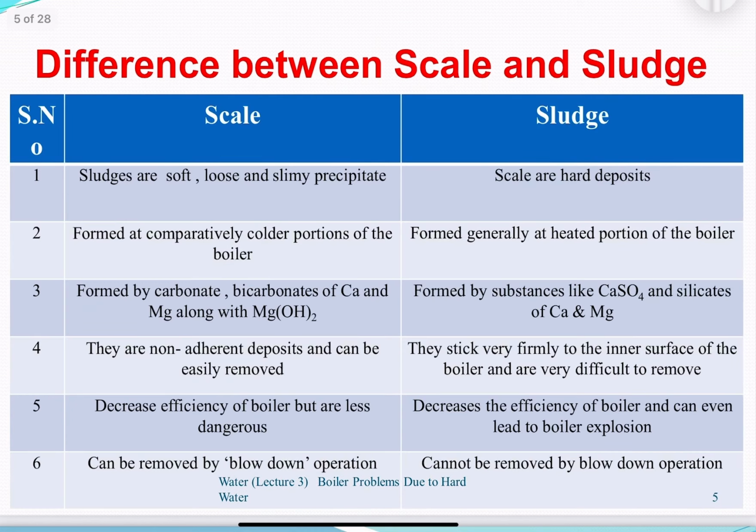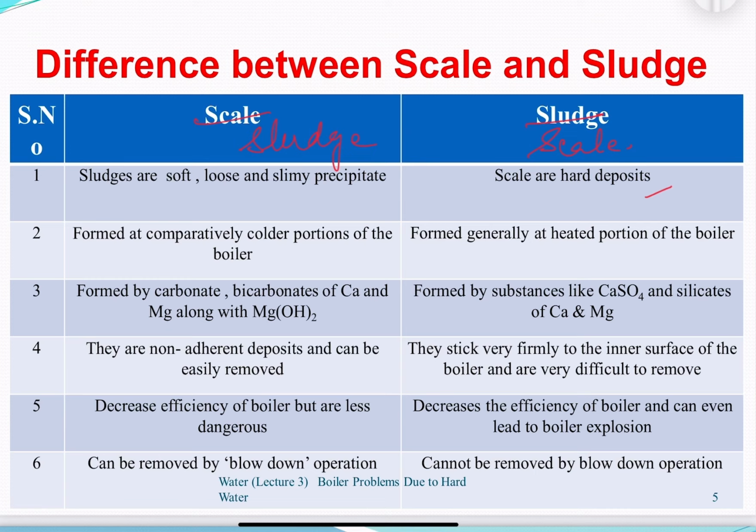Now we come to the difference between scales and sludges in boilers. We have already studied it. Here we are comparing it in tabular form. Sludges are soft, loose and slimy precipitates. Scales are hard deposits. Sludges are formed in colder parts of the boiler, and scales are formed in heated parts. There is a mistake here. This is actually sludge and this is scale. So we do the necessary correction. Sludges are soft, loose and slimy precipitates. Scales are hard deposits.